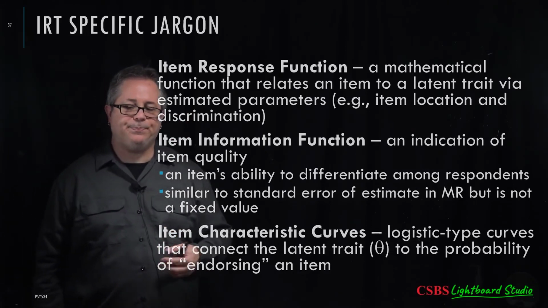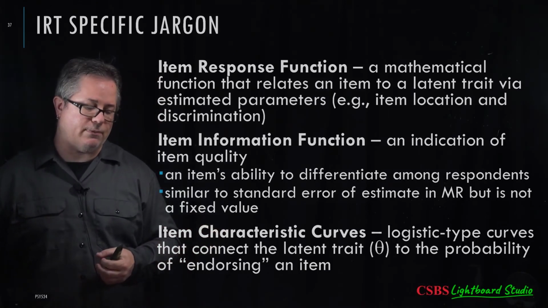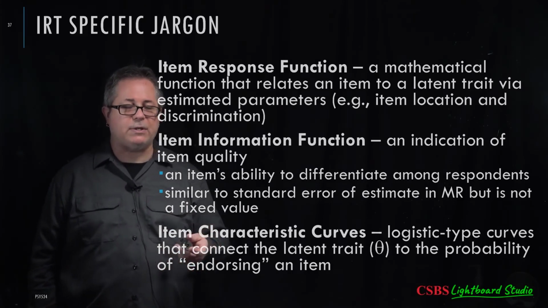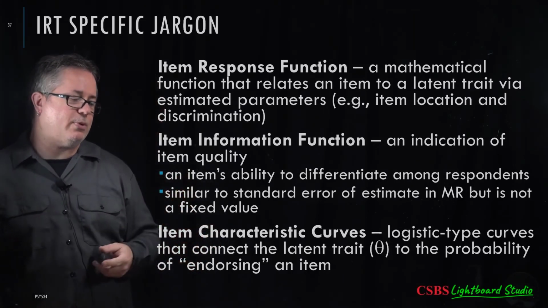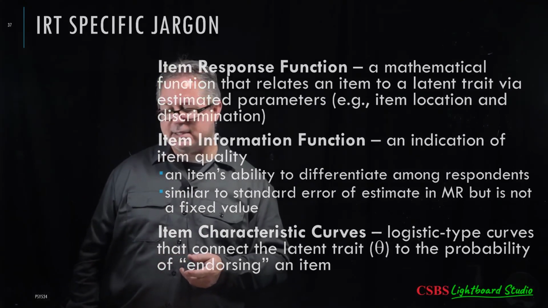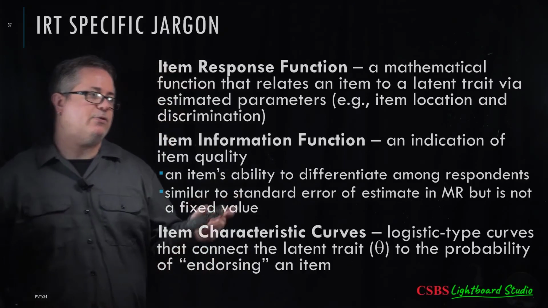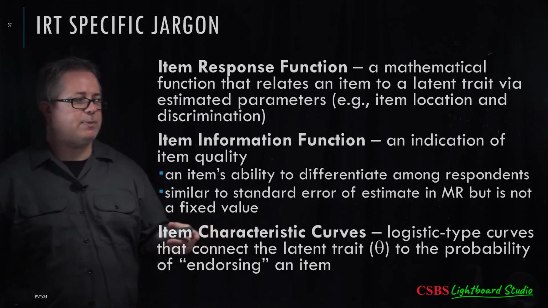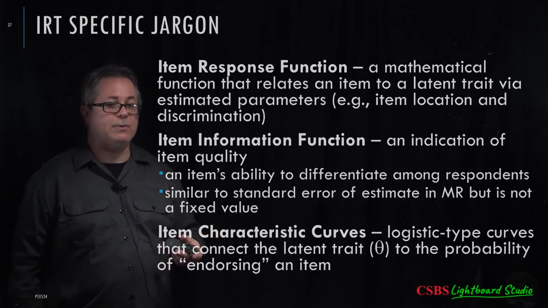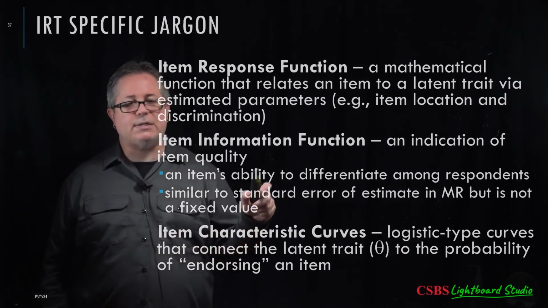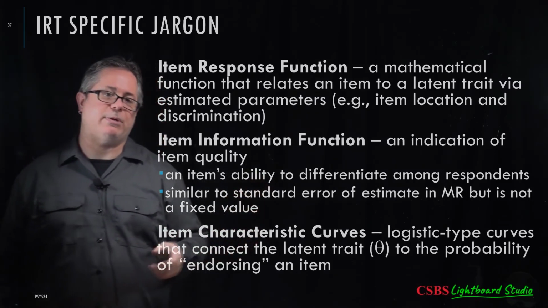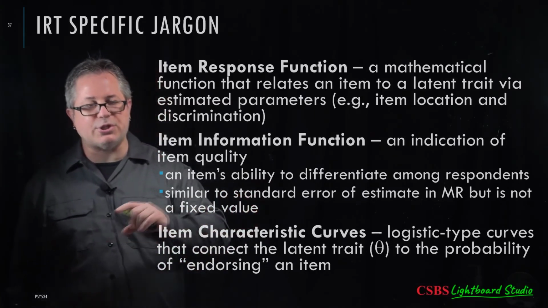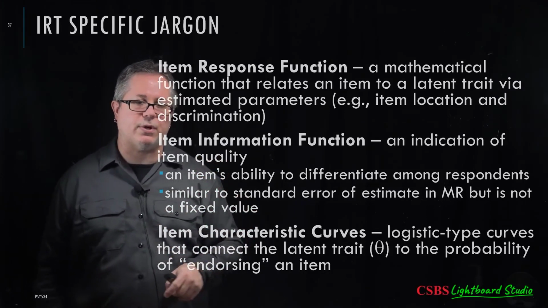In multiple regression, and also in factor analysis, we look at things like the squared loadings to look at how much of the communalities and things. In regression, we look at things like the standard error of estimate to see how well our model is doing at prediction. This is similar in terms of an item's ability to differentiate among respondents. It's similar to the standard error of estimate in multiple regression, but it's not a fixed value. It tells us that there are places on the latent trait where we do a better job of predicting and places where we do a worse job, so it's actually not a fixed constant. It's a variable that changes depending on where you're trying to estimate.